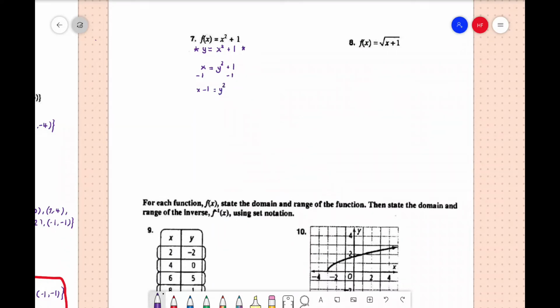In order to get this y by itself, I have to do the opposite. So I'm going to take the square root of both sides. Square root of x minus 1 is equal to y. Y is isolated, so it's the only thing on the right side. Now I can write the inverse of f is equal to the square root of x minus 1.